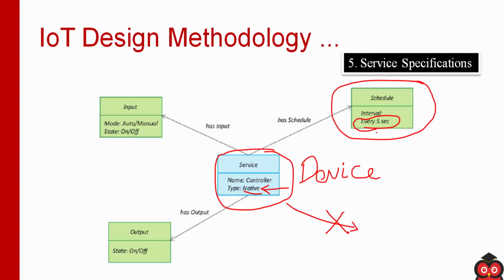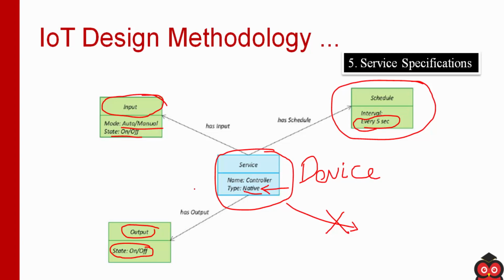Okay, so auto mode means some sensor will be there, and the sensor will be accessing the light intensity in the room every 5 seconds by this service. The input is the mode which will be chosen by the user, either auto or manual, and also the state of the bulb, either it is on or off. These two are inputs.